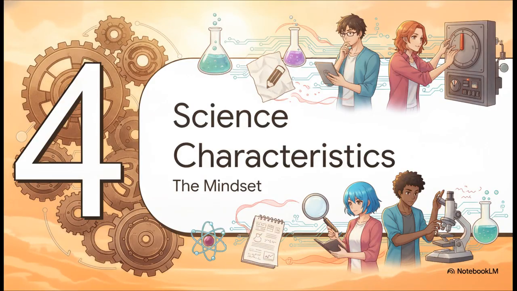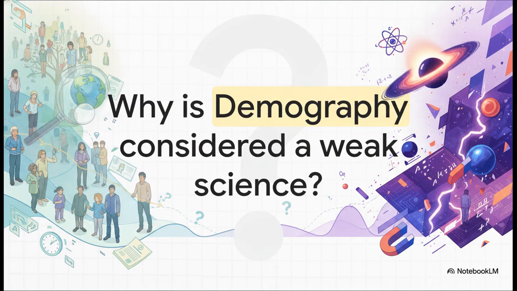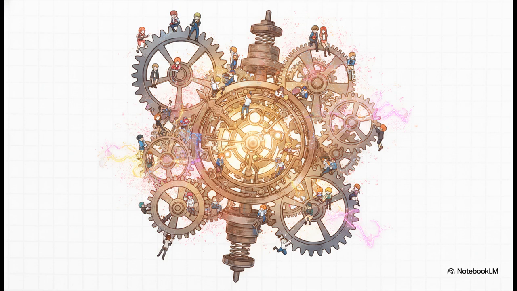Section 4, Key Characteristics of Science, the Mindset. Let's wrap up our explainer today by zooming out and looking at the overarching mindset required to apply these 5 steps effectively, especially in fields that are prone to all that messy human error we've been talking about. But before we list the final characteristics of science, we have to return to this lingering question that the notes pose directly. Why exactly is demography considered a weak science compared to something rock-solid like physics? The answer written in the notes is just beautifully blunt.